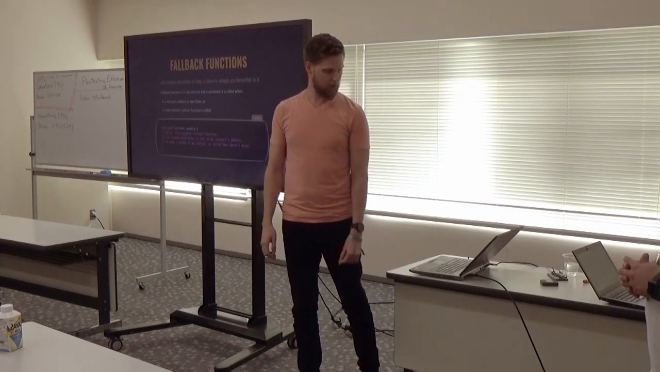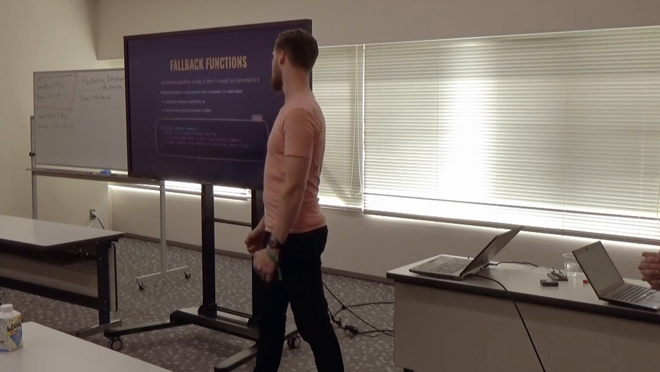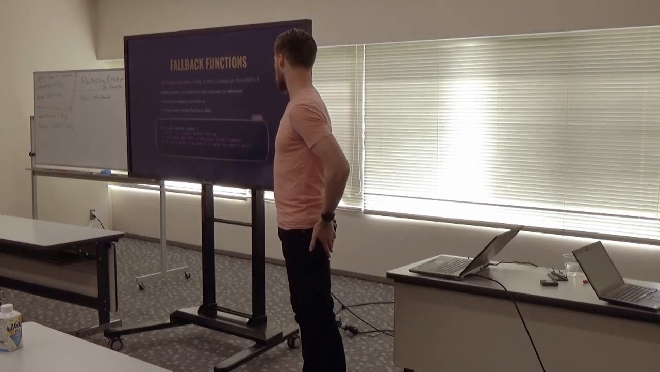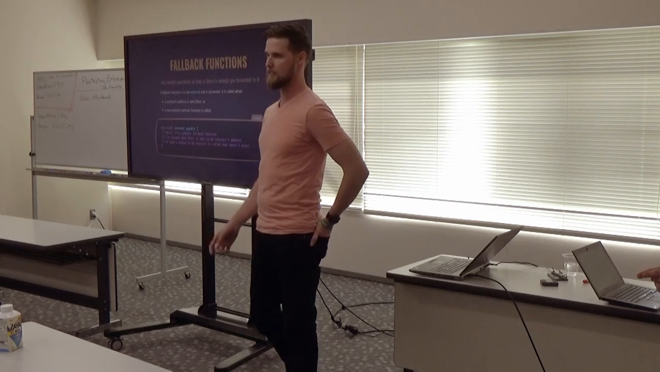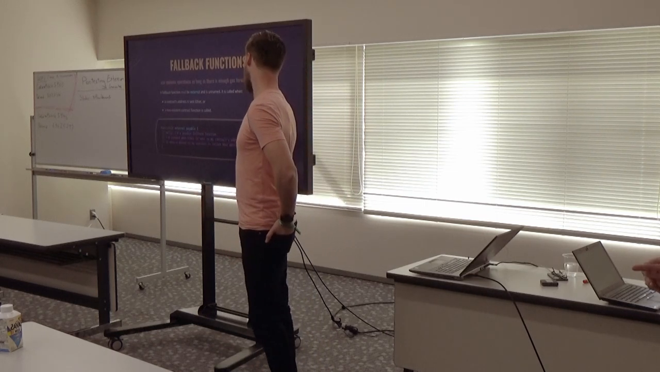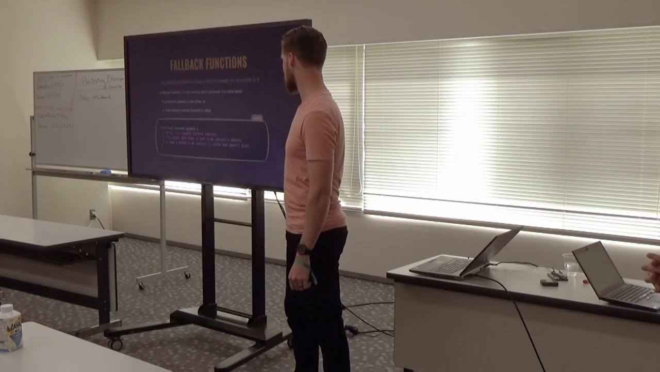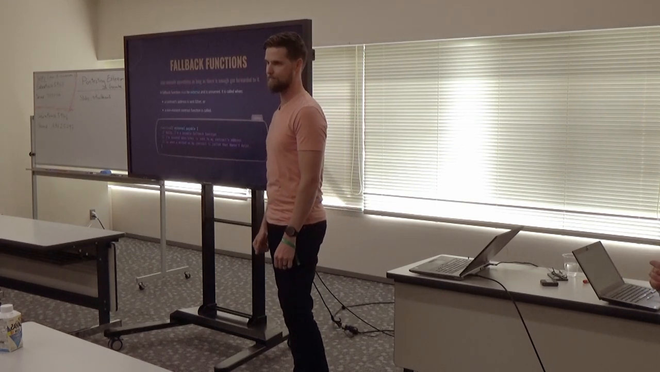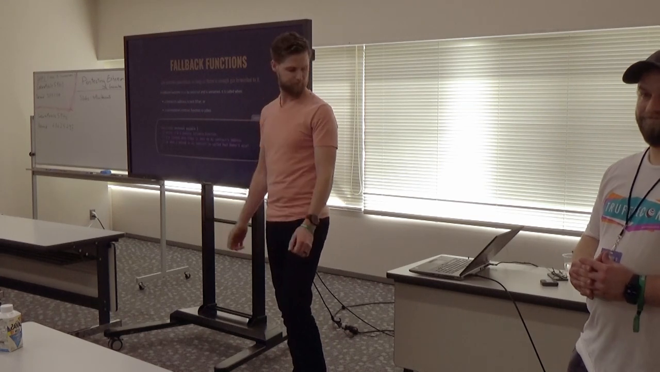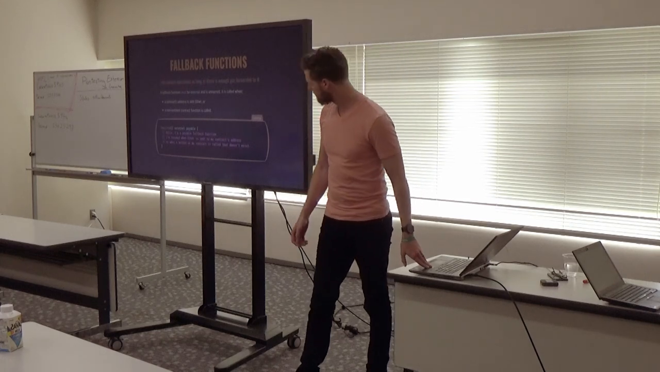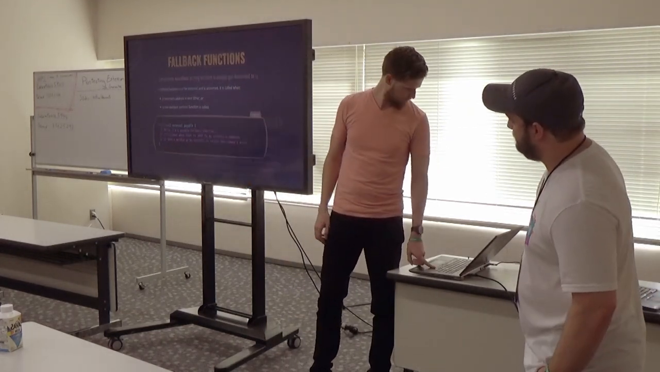So now fallback functions. These are functions that can execute operations as long as there is enough gas forwarded to it. A fallback function must be external, and it is the unnamed function in your contract. It is called when a contract's address is sent Ether, or a non-existent contract function is called. Who hasn't heard of fallback functions? Okay. All right, I just won't go through this. Just skip over that.